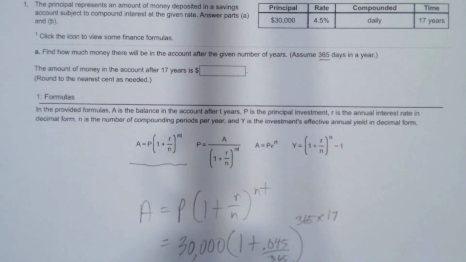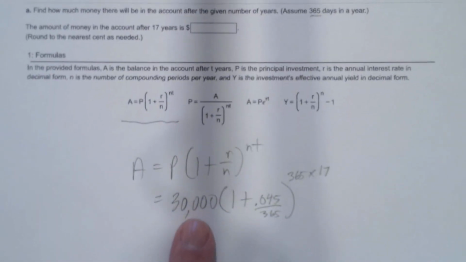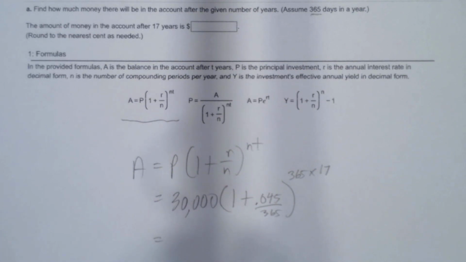So this is basically the formula that you use for compound interest that's compounded n times per year. And basically you're putting a lump sum into the bank of $30,000. And this is how you figure out the interest that you're going to have after 17 years when it's compounded daily. All right, so it's time to get the calculator out.